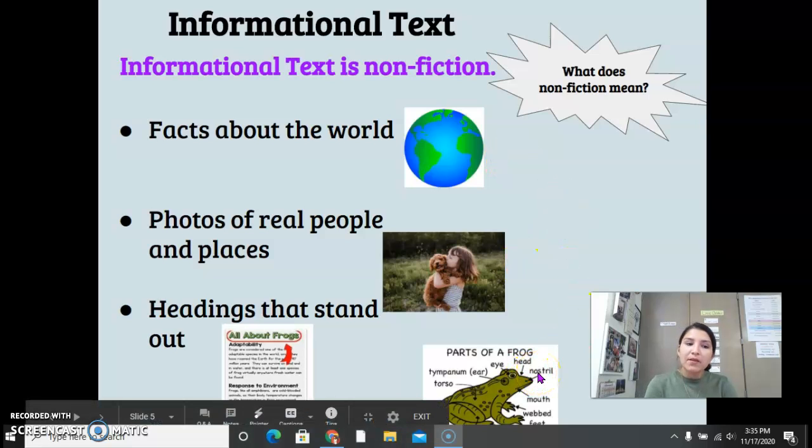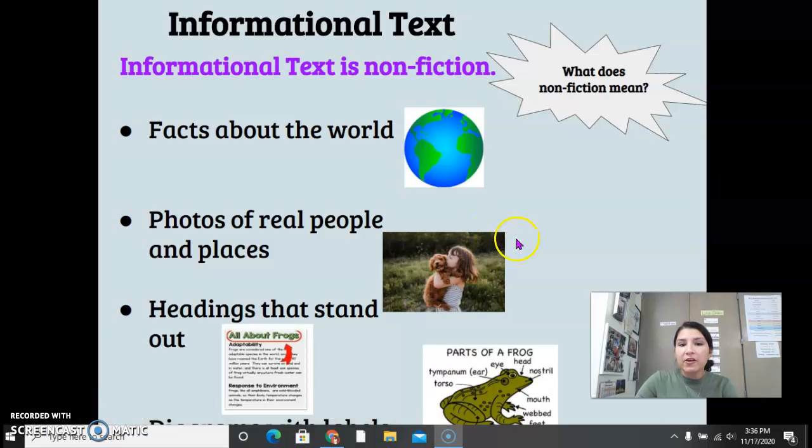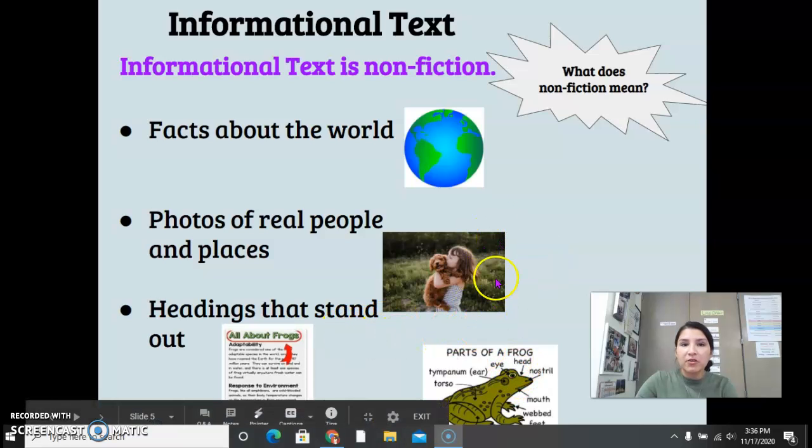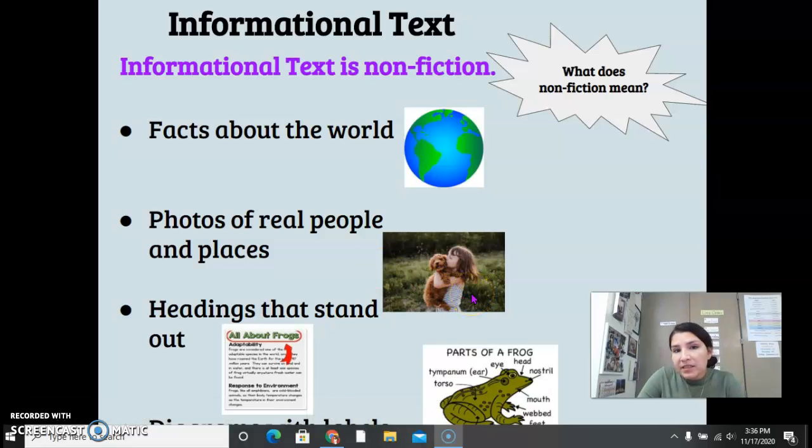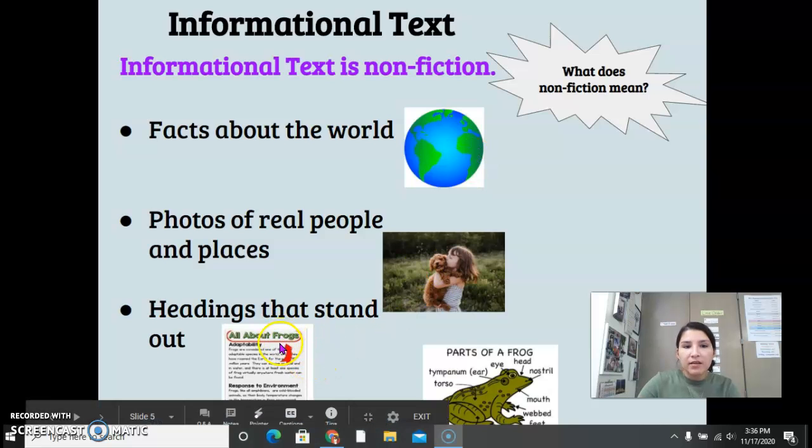But like we talked about last time, these aren't the only characteristics you will find in an informational book. You might only see photos of real people and places, or facts about the world, or facts about dogs, facts about the ocean, okay? You may see a couple of headings, or you may not see some headings. You might see some diagrams with labels, you might not. These are just some examples of characteristics of an informational book.